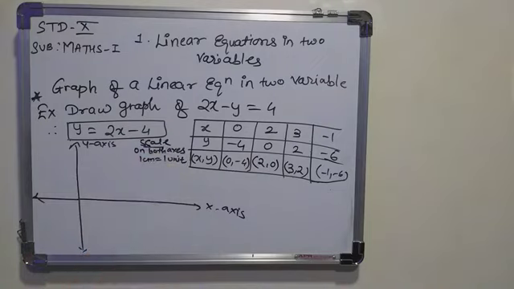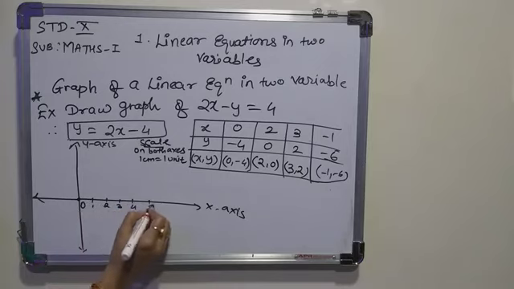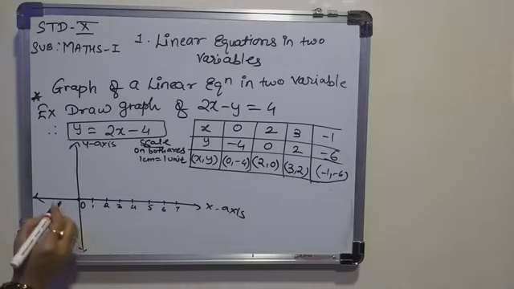And then you are going to plot the points. The intersecting point of the axis is called origin, which is represented by 0. This is nothing but your number line. On the right side, you are going to plot the positive number. 1, 2, 3, 4, 5, 6, 7. And here you are going to write negative number, -1, -2, -3.